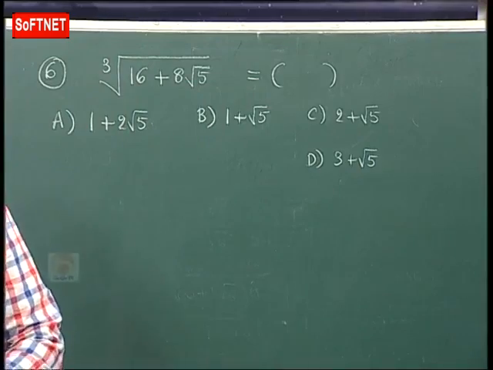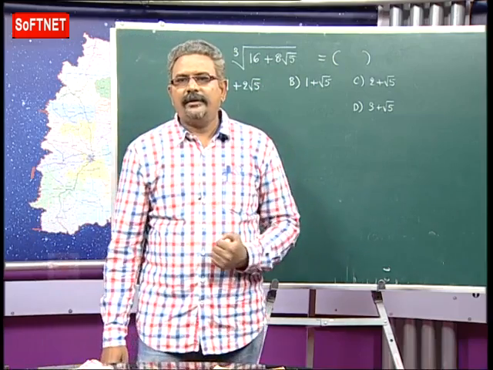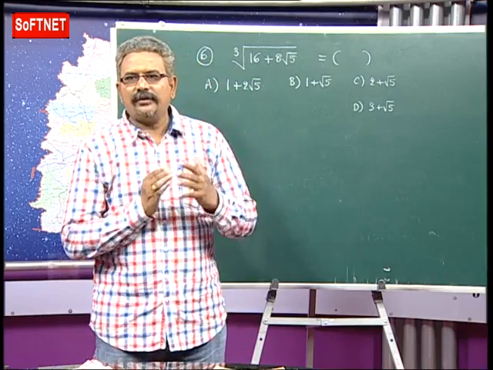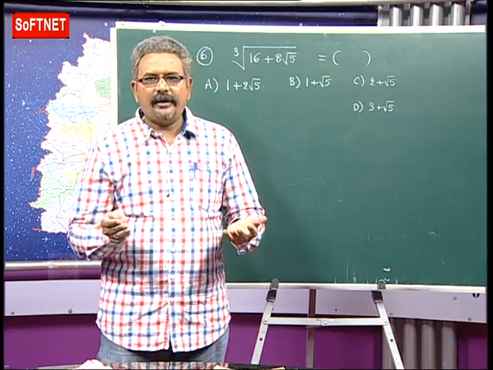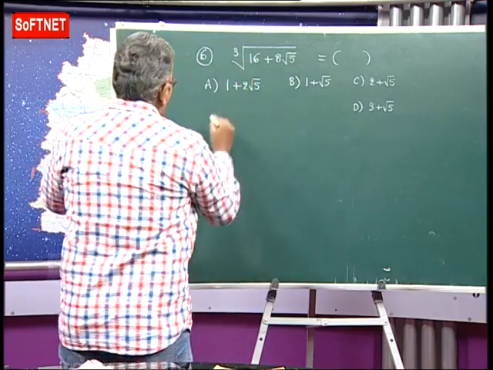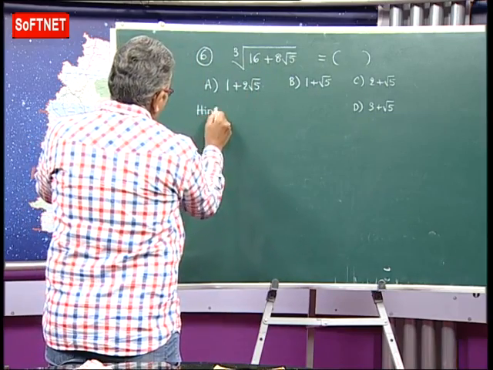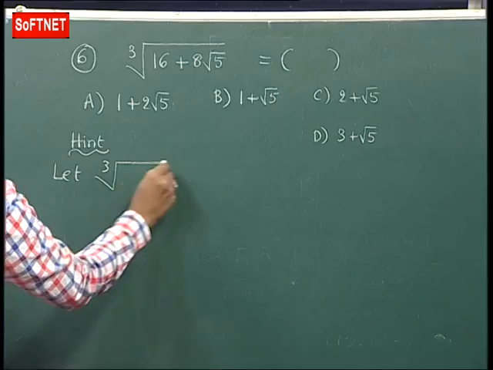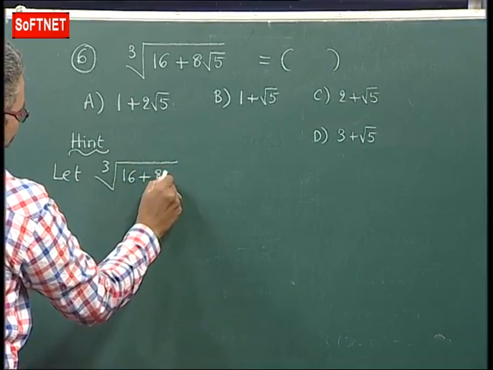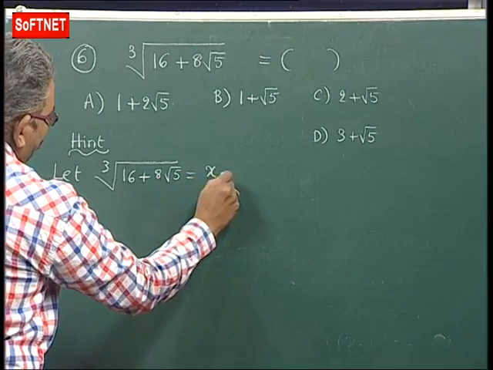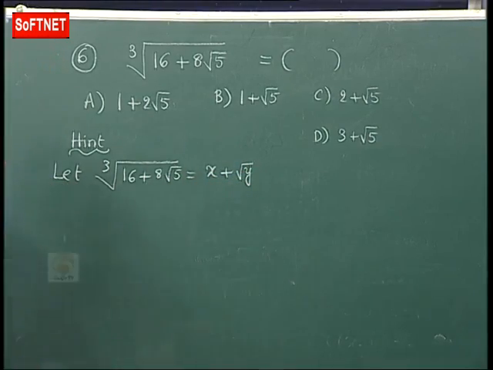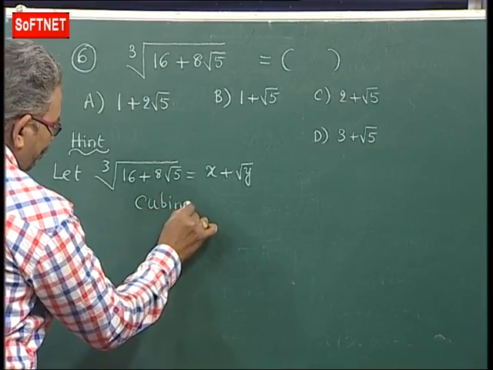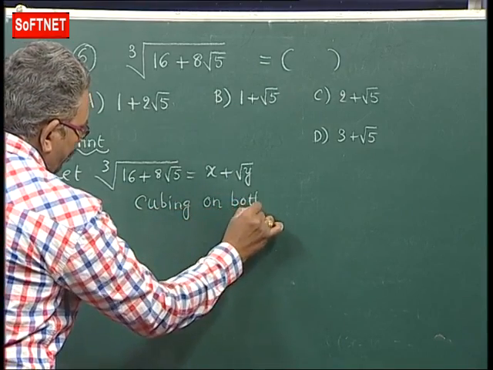Okay. Now we are dealing with the problems with cube roots of the surds. So how to find out the cube root of the surd, which is in the form of a plus root b? Now first let us say cube root of (16 plus 8 root 5) is equal to x plus root y. Now this time cubing on both sides.